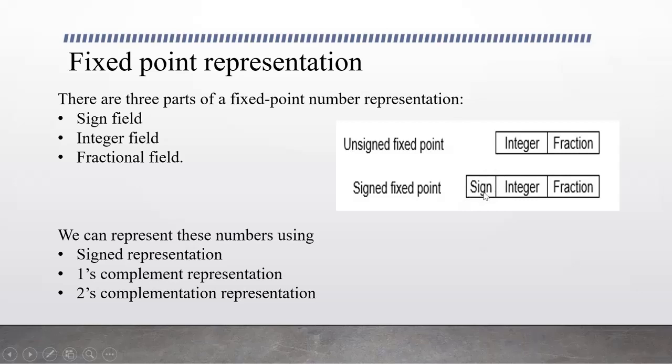When a number is positive, the sign is represented by 0, and when the number is negative, the sign is represented by 1. And we can represent these numbers using a signed magnitude representation, 1's complement representation, and 2's complement representation. Generally, the 2's complement representation is preferred in computer systems because of the unambiguous property, and it is also easier for arithmetic computations.